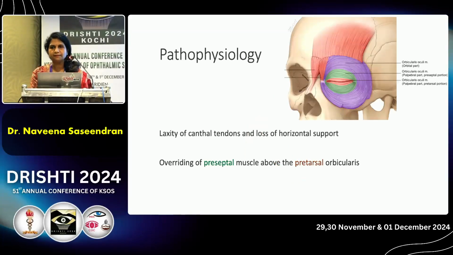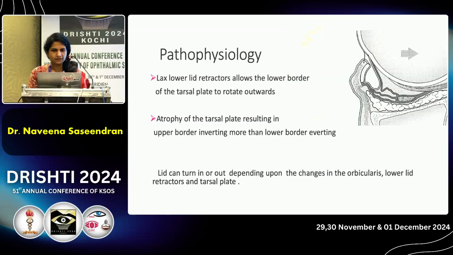So, what is the main pathophysiology behind entropion? Here, there is laxity of both medial and lateral canthal tendon, which will result in loss of horizontal support. Also, overriding of preseptal muscle over the pretarsal orbicularis. Here, you can see the lax lower lid retractor, which causes outward turning of the lower border of the tarsal plate, and also the atrophy of the tarsal plate leading to inward turning of the upper border of tarsal plate.